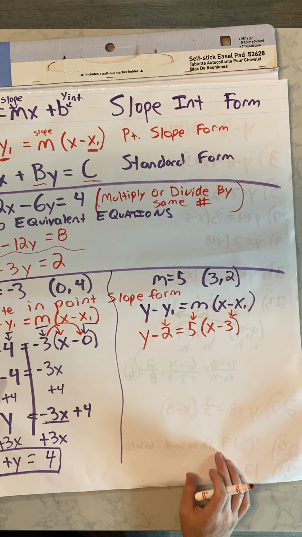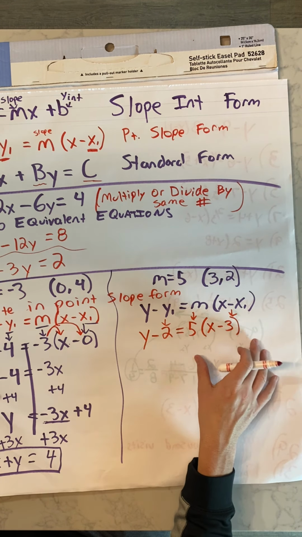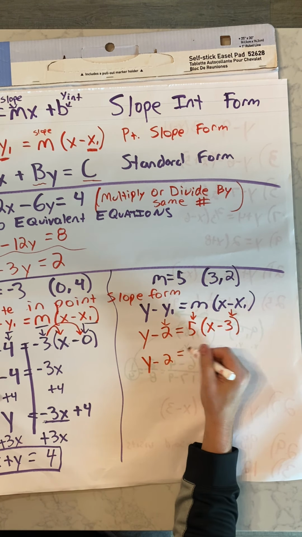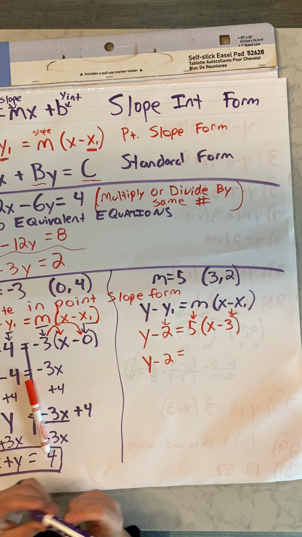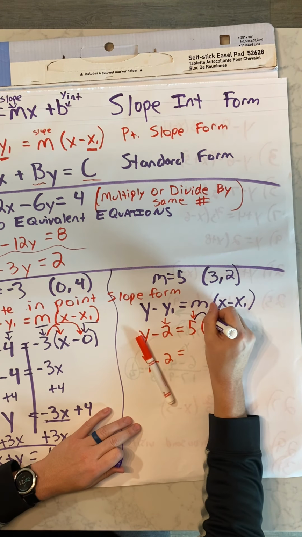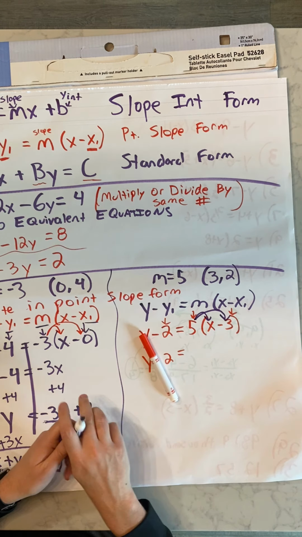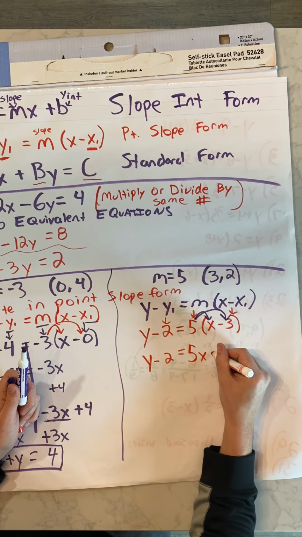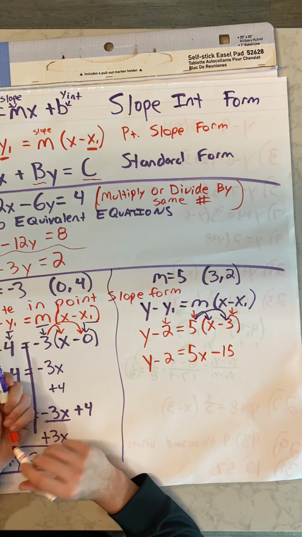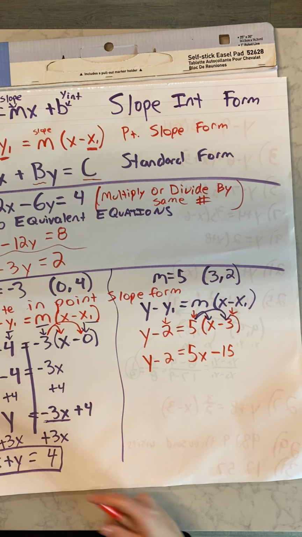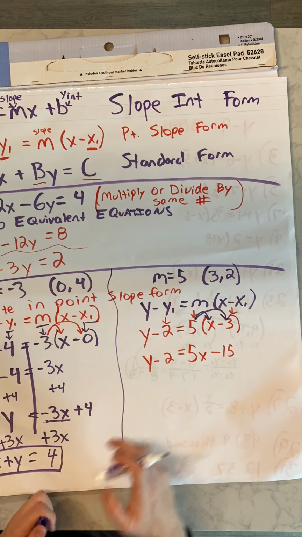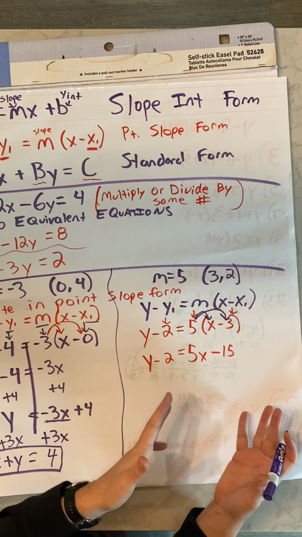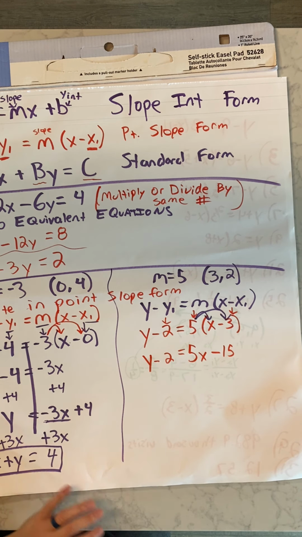Remember what we did over here? Our next step would be to solve this equation with the distributive property. We bring down y minus 2. We're going to do 5 times x, then 5 times -3. So 5 times x is 5x. 5 times -3 is -15. Notice this is a little different than the one that we just did because we have another number here. So bottom line is we want to get our x's and y to the left side, our numbers to the right side.